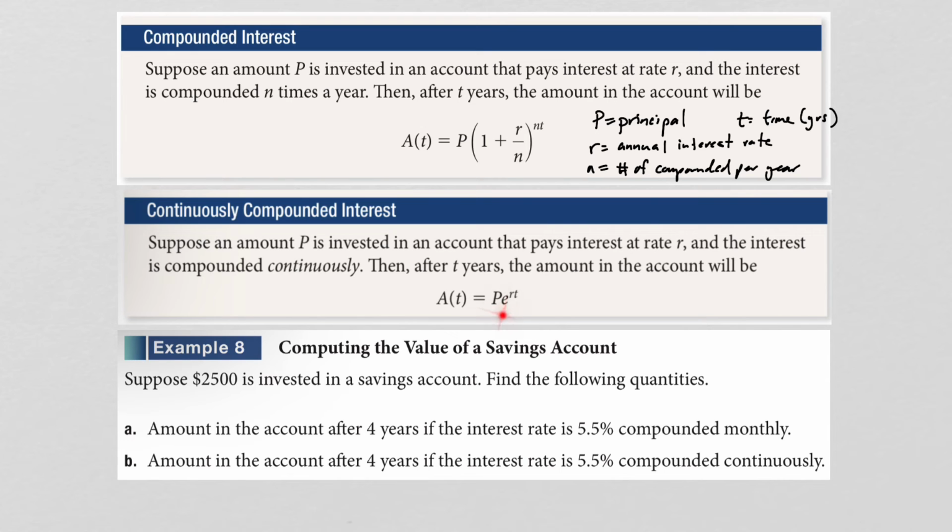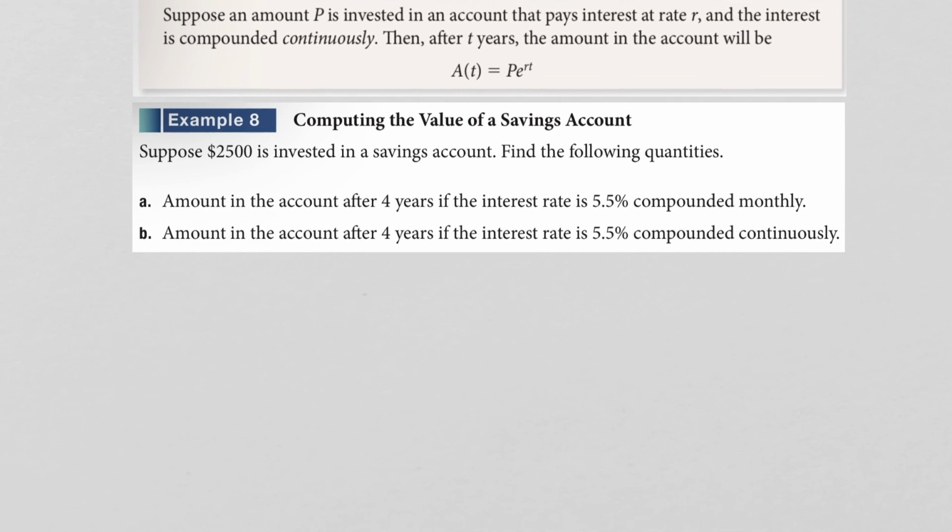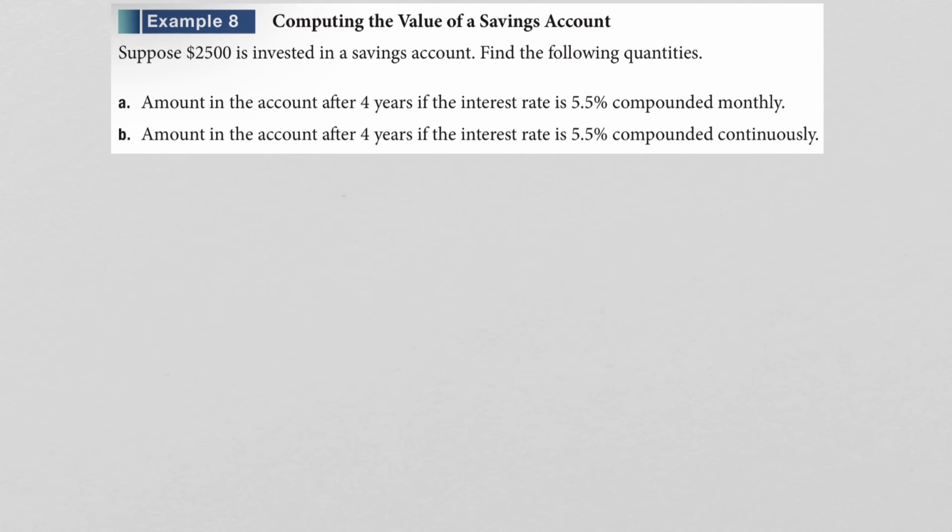So notice that the number e is used here. So this is P times e to the R times T, whereas in the first formula, we do not use the number e. It is simply P times the quantity, 1 plus R divided by N, to the power N times T. So we have an example down here that compares these two methods to show you what the difference would be. So let's go ahead and take a look at this one.